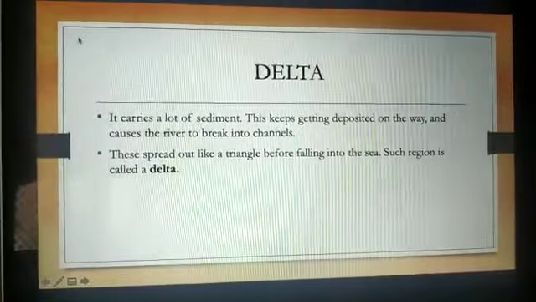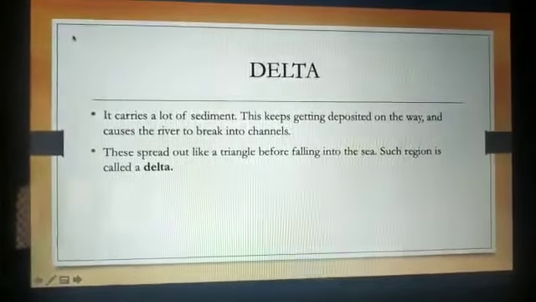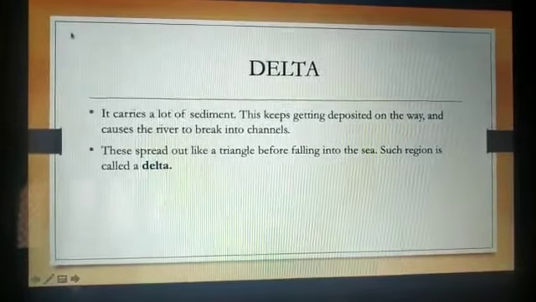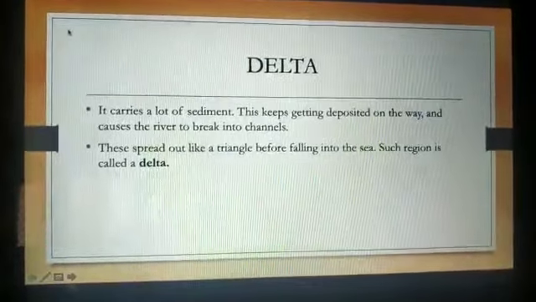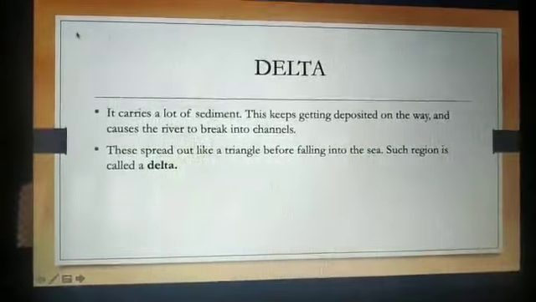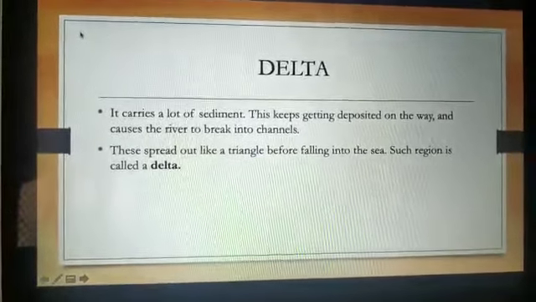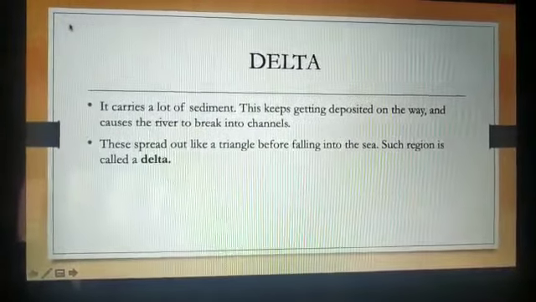Understood? Now we have completed our chapter, that is Landforms of the World. I know it was a very big chapter, but it is very interesting also, right? We have learned about several things. So thank you, students.